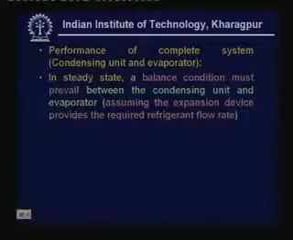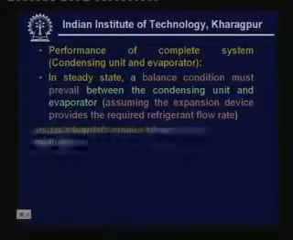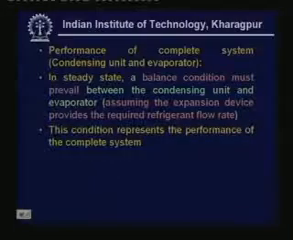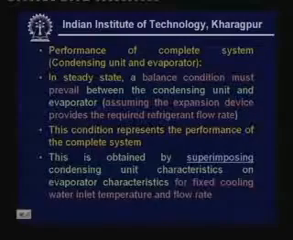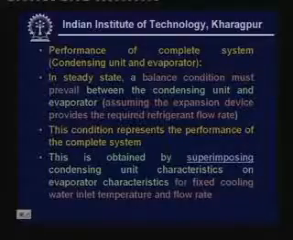Now let us look at the performance of the complete system, that means condensing unit and evaporator. In steady state, a balanced condition must prevail between the condensing unit and evaporator. This is of course assuming that the expansion device provides the required refrigerant flow rate, and this is the assumption under which we are working out this example. This condition represents the performance of the complete system. This is obtained by superimposing condensing unit characteristics on evaporator characteristics for fixed cooling water inlet temperature and flow rate.